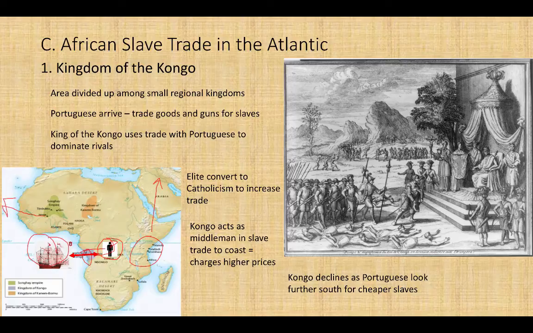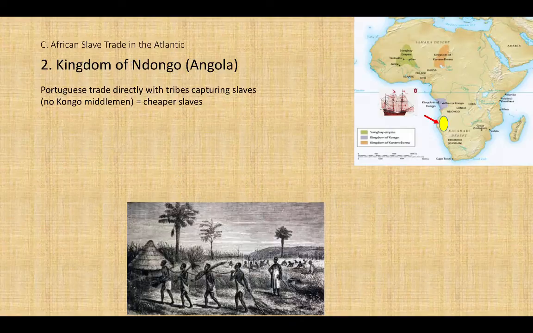And the Portuguese don't want to do this, and so they start to look for different ways to find slaves, and they move further down the coast to a new area of Africa, which lessens the demand for slaves, and the Congolese start to lose the money they're making off of controlling the slave trade with the Europeans, and they eventually fall as other African kingdoms will take their place because the new African kingdoms will be trading with the Portuguese instead of Congo.